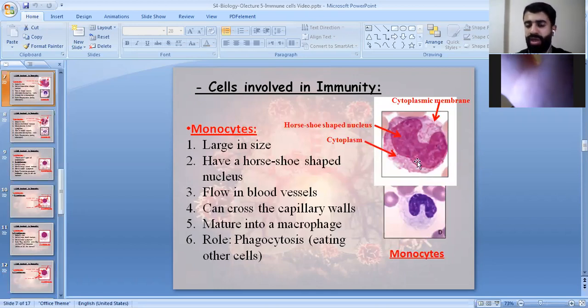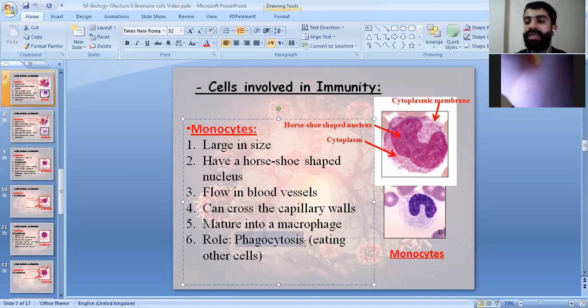This figure is showing the monocyte. It has a horseshoe-shaped nucleus. This is the cytoplasm, and this is the cytoplasmic membrane. The monocytes are large in size. They can move in the blood vessels. They can cross the capillary walls, and they mature into macrophages. What is the meaning of macrophage? A macrophage can eat other cells. It performs a process called phagocytosis. Phago means eat, and cytosis, cyto, means cell. So phagocytosis is eating other cells.